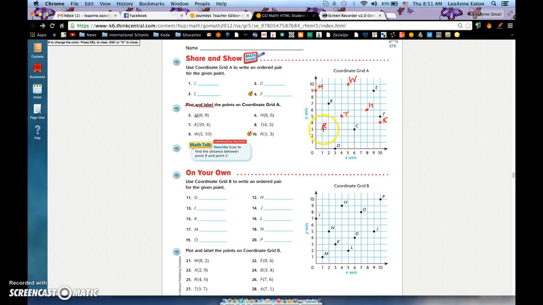All right, now if we wanted to find the distance between R and C, that's quite easy. They're both on the y3, so we're going to subtract our x's. Our x's, we have 1 and 6. 6 minus 1 is 5, or we could count 1, 2, 3, 4, 5. Okay, so here the distance is 5 units. Just as a quick review.